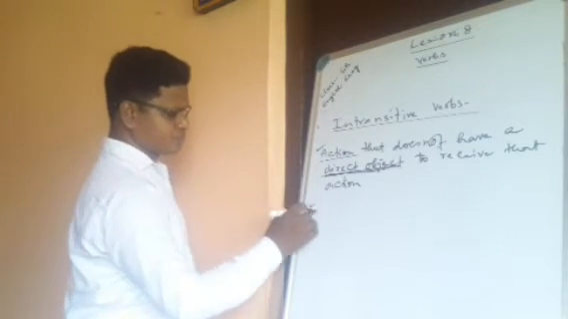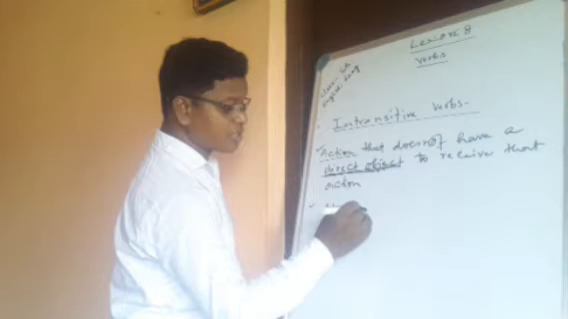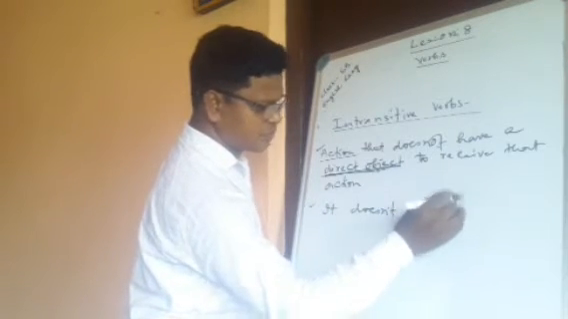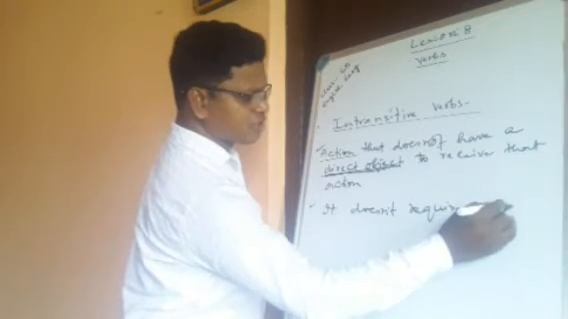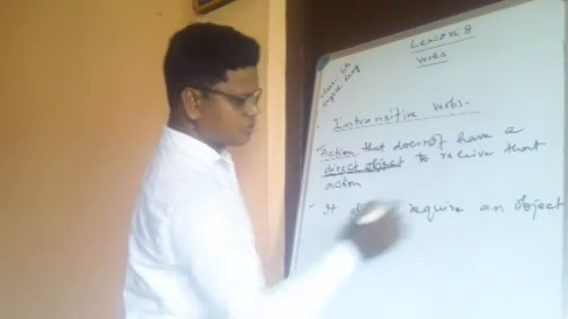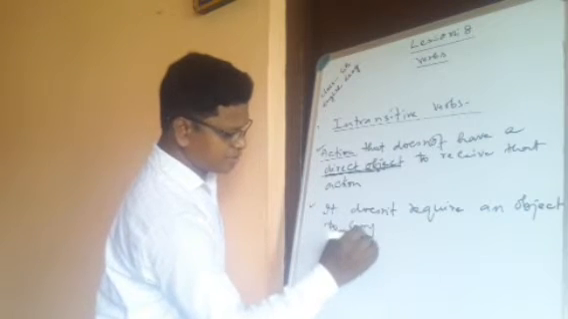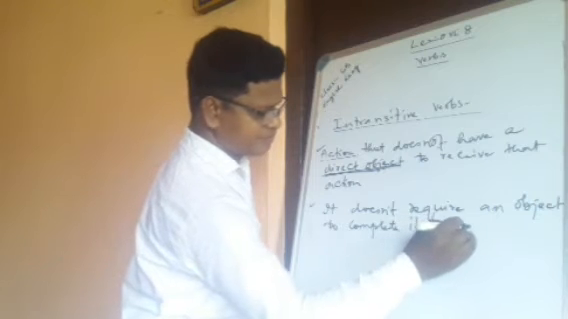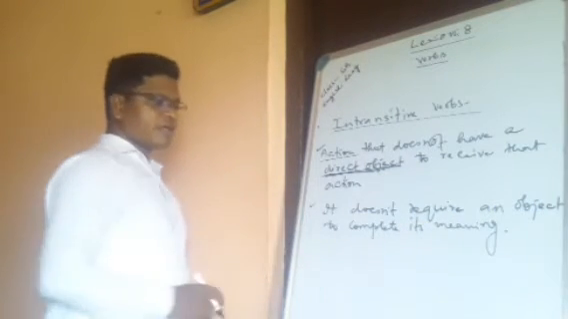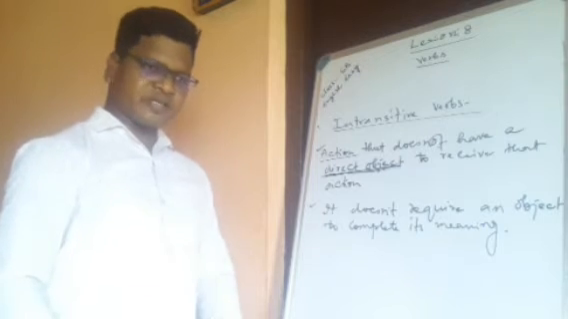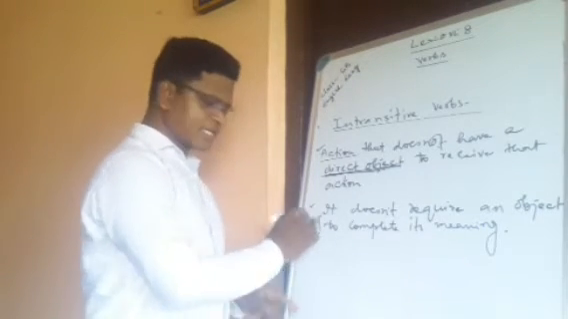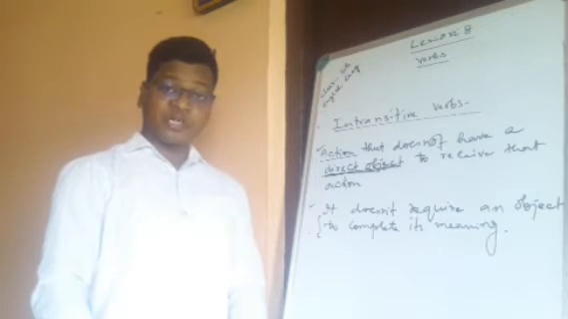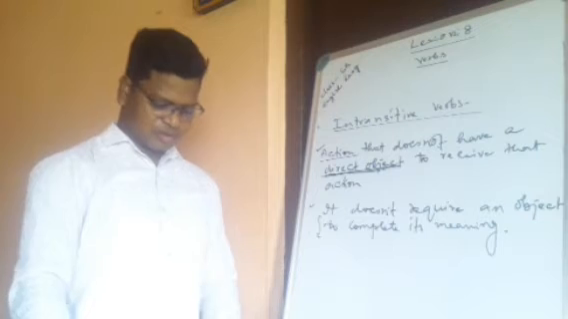That means we can write the second difference. It does not require an object to complete its meaning. It does not require an object to complete its meaning. This means that these sentences are complete in themselves without an object. Remember this.